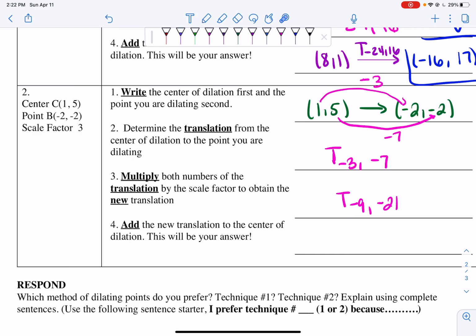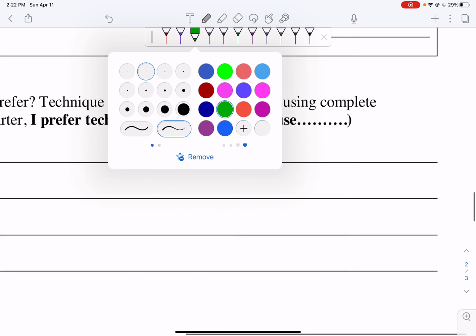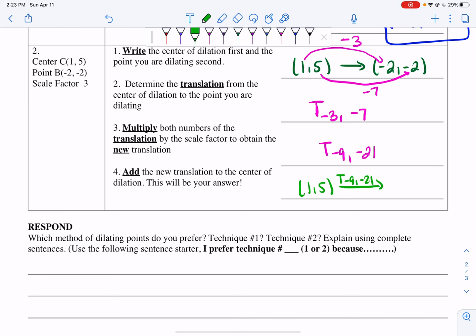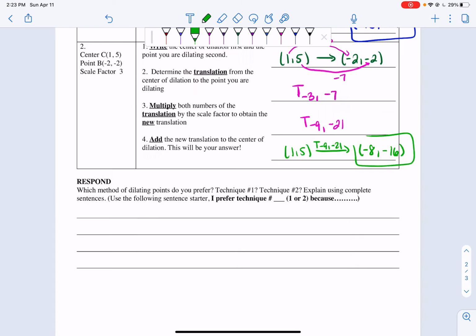And we're going to take that 1, 5 that we had in the beginning and perform a translation on it. So I'm going to write 1, 5. Translation, -9, -21. And I'm just going to do my arithmetic. So what's 1 minus 9? -8. What's 5 minus 21? -16. And that's your final answer.